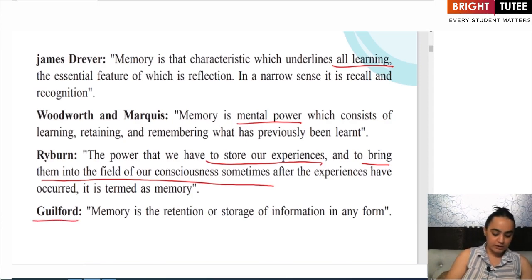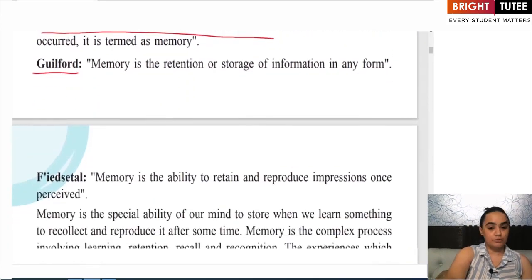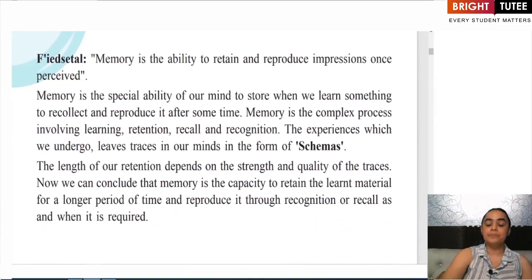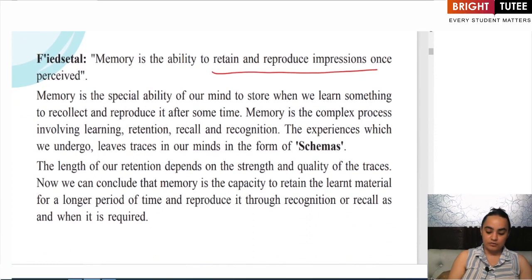Next, according to Guilford, memory is the retention or the storage of information in any form. So when you're able to retain or store some information in your brain, that is what is known as memory. So these were a few definitions given about memory. We have Fiedestal as well, who believes that memory is the ability to retain and reproduce impressions once perceived.